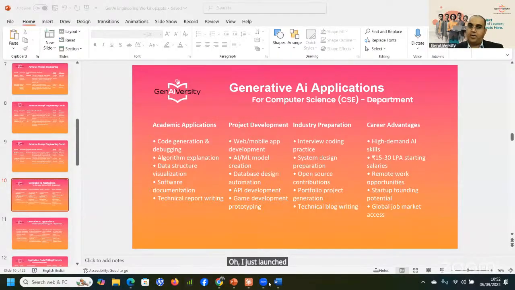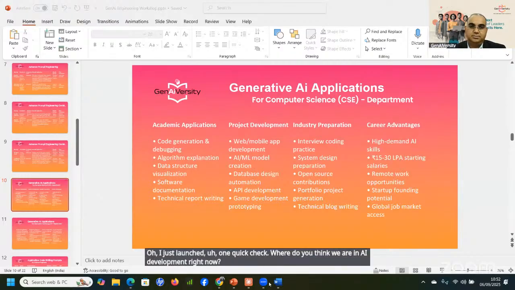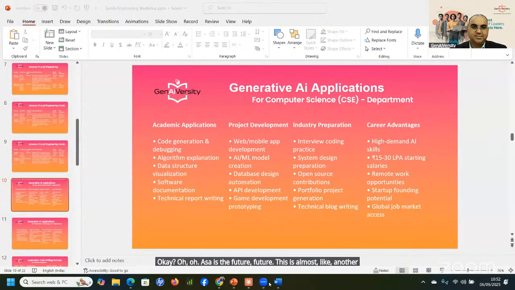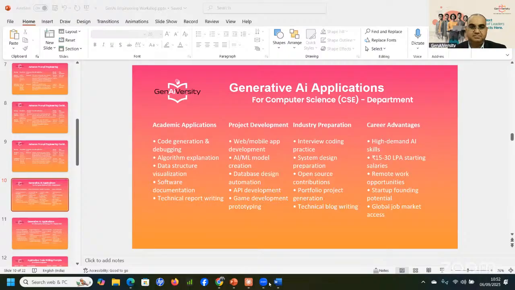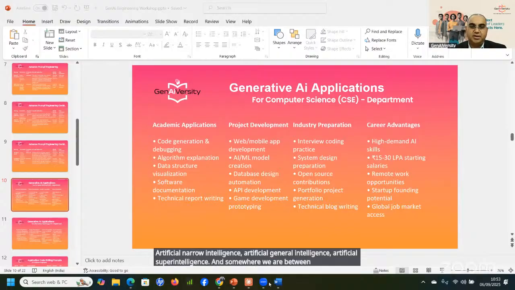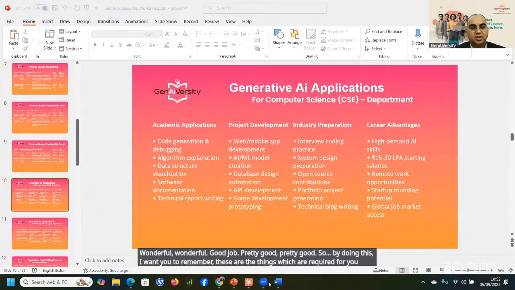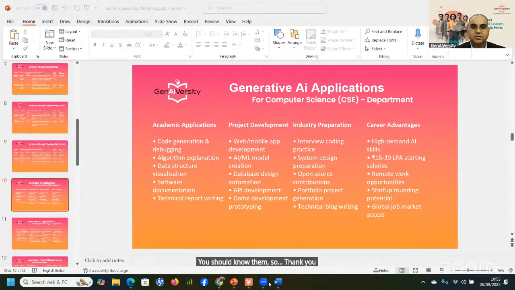Now I just launched one quick check. Where do you think we are in AI development right now? Okay. Oh, ASI is the future. This is almost like another 50 years it takes. Very good. So, artificial narrow intelligence, artificial general intelligence, artificial super intelligence, and somewhere we are between ANI and AGI. Wonderful. Good job. By doing this, I want you to remember these are the things required for you when you talk, you should know them. Thank you for the response. I'm ending it now.